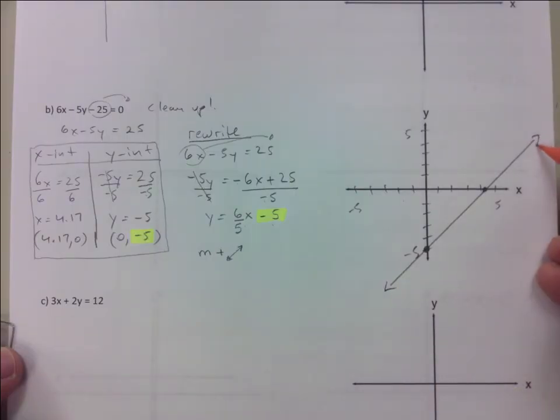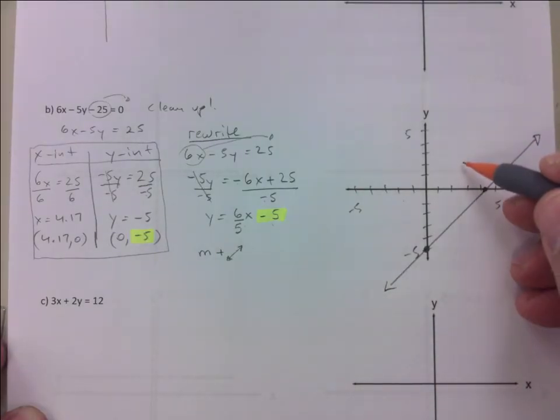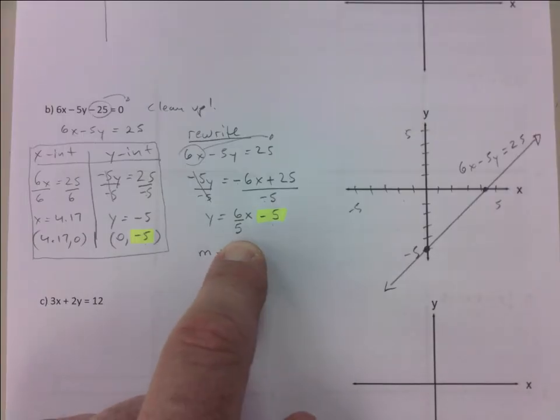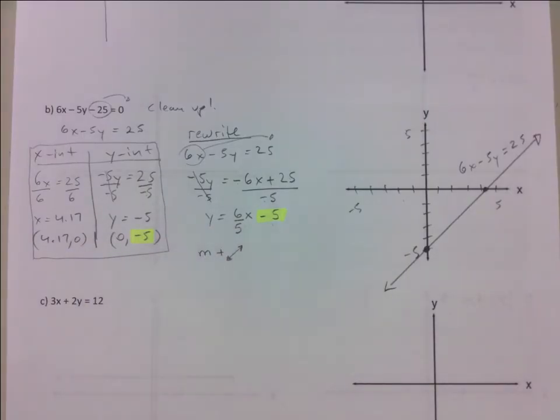So there are a lot of ways to verify that what you're doing is right. And just have one of the equations on there. I don't care which one: the original, the cleaned up one, the slope-intercept form. It doesn't matter. They're all basically saying the same thing.